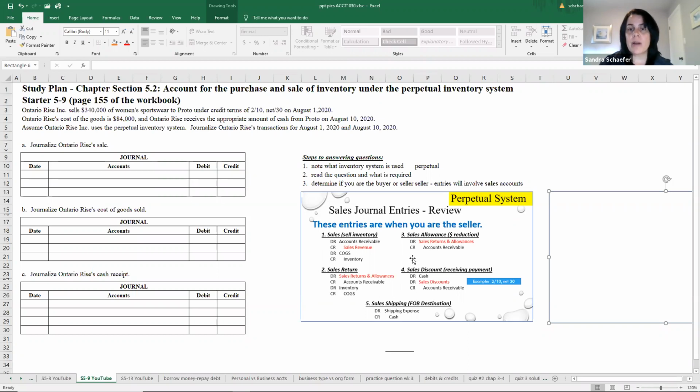There are situations where our clients or customers may take a sales discount that we're offering when they're paying their accounts. And then the last scenario is where we have shipping expenses. Now, if you note in red, all of these transactions involve a sales account. When we are the seller, typically the transactions involve sales accounts, as opposed to if we're the buyer, it would involve inventory accounts. This last transaction for shipping is the only one that doesn't involve a sales account.